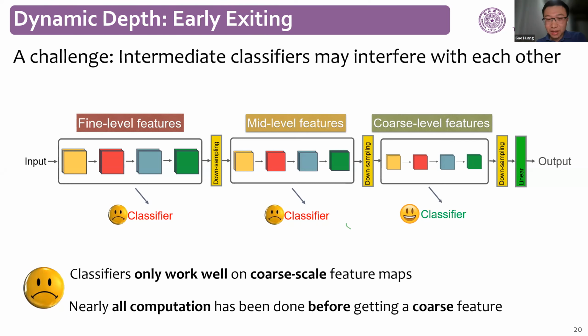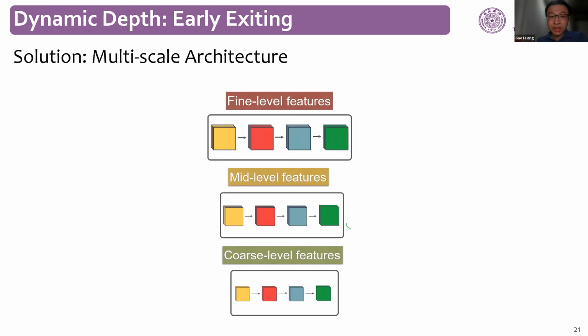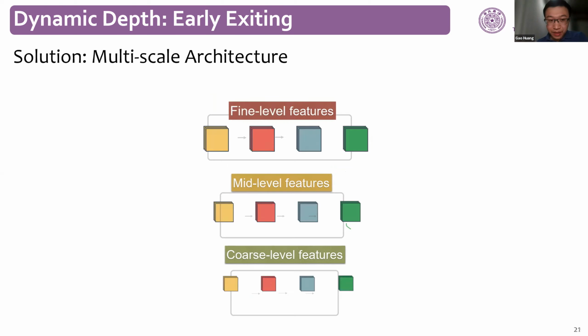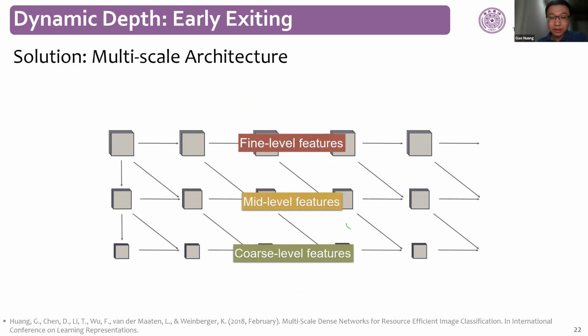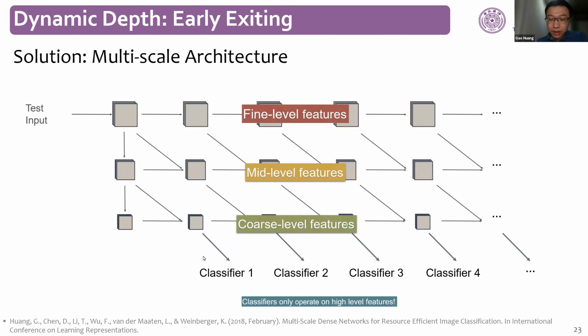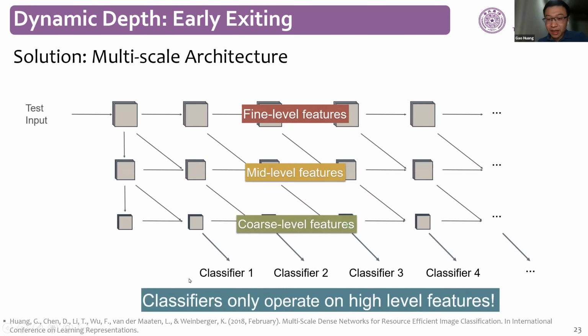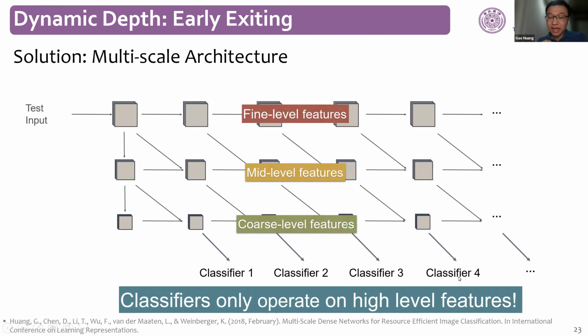To address this challenge, we developed a new architecture, which is a multi-scale architecture. In this multi-scale architecture, the input is on the top left, and we will see that all the intermediate classifiers are attached to the coarse level features. So this addresses the problem. In this architecture, all the classifiers can get a decent performance because they all use the coarse level features for classification.